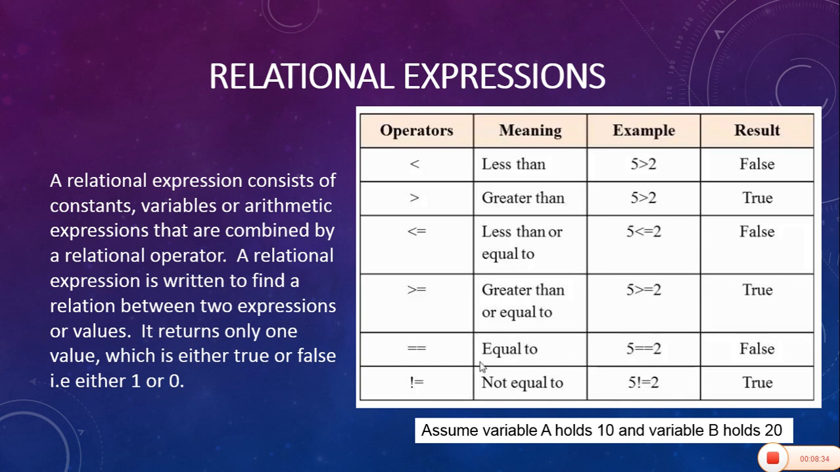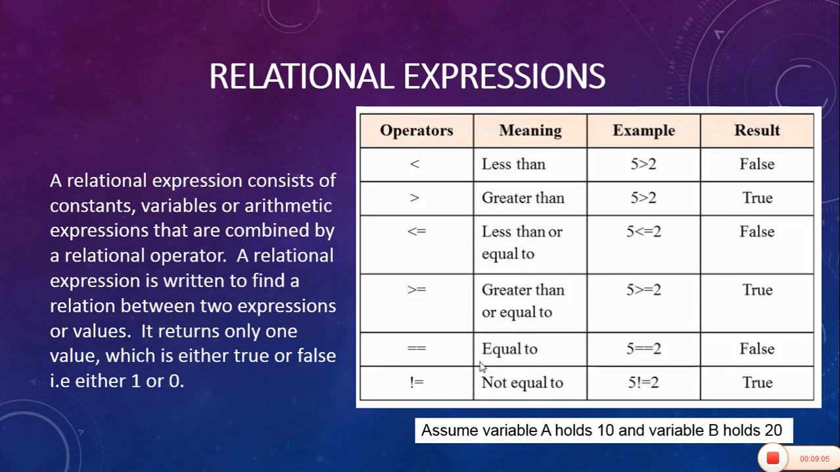These relational expressions are part of various control statements and repetition statements, because they return only a single value, and this single value is either true or false. If it is true, then the value will be displayed as 1, and if the expression is false, then the value will be displayed as 0.